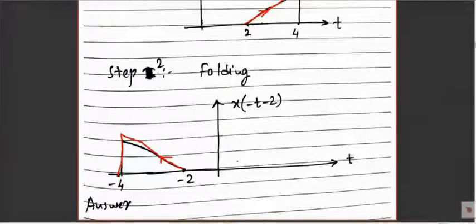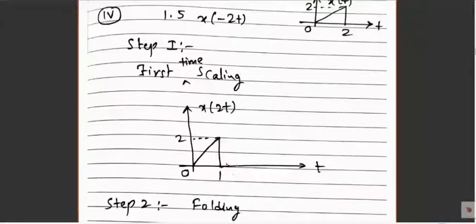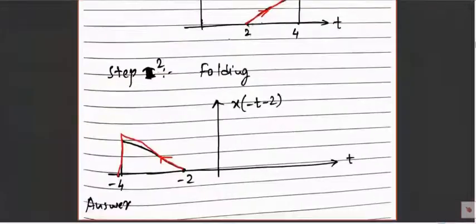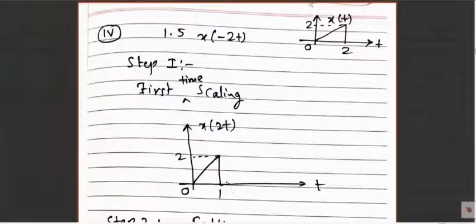Okay. So next, fourth part, what do we have to sketch? We have to sketch 1.5 x of minus 2t. This is my original signal, x of t.